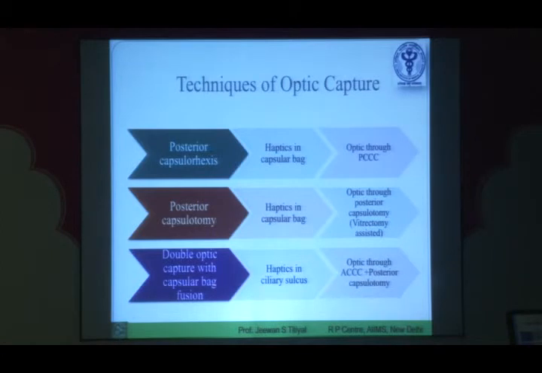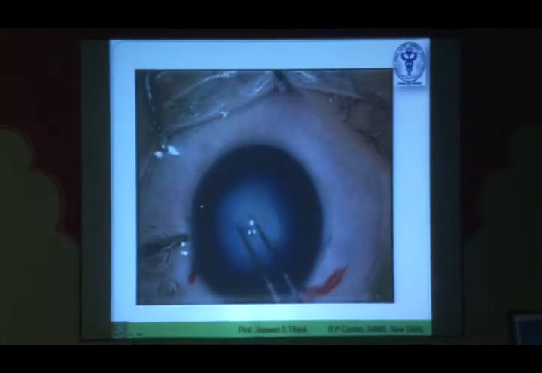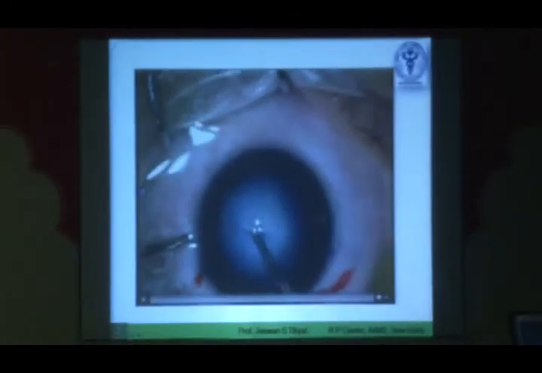Then you can have haptics in the ciliary sulcus, which is much desirable in cases where you do both anterior and posterior rhexis get attached. So it's the double optic capture, which is a preferred mode of surgery nowadays to avoid peripheral cells coming to the central area. So this is a small video showing how we do anterior capsular rhexis.